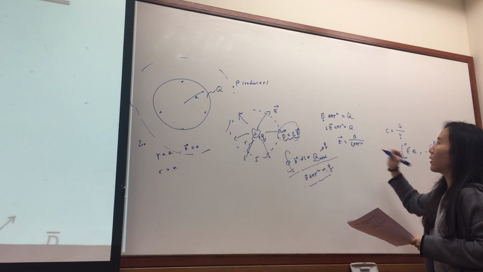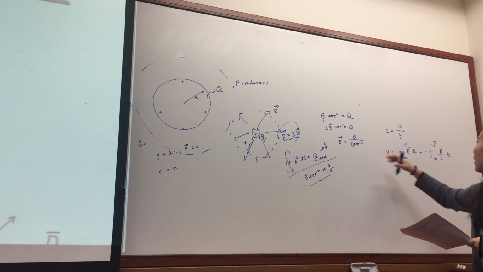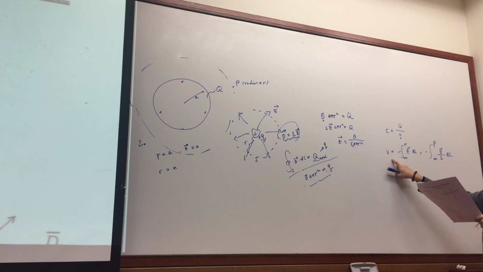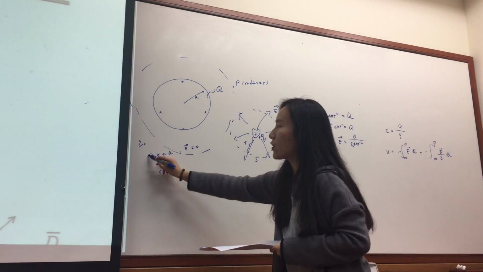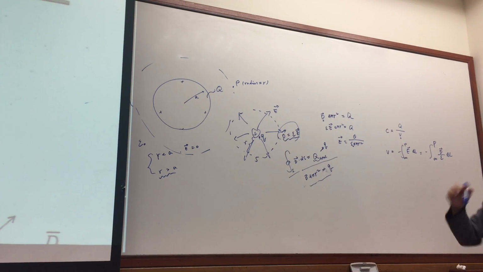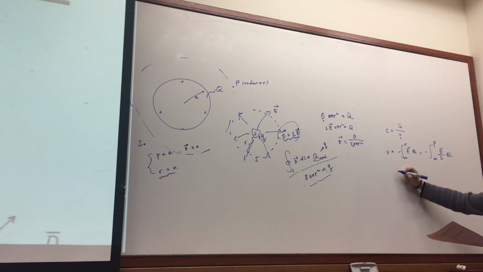Okay, so now we know the E. After we know the E, then we can know the potential. So the potential right now, our region of interest again is R larger than A. It is outside the conducting sphere. So how can we calculate the V?